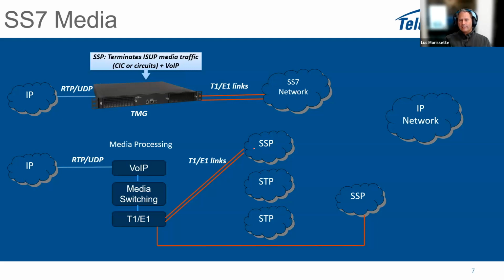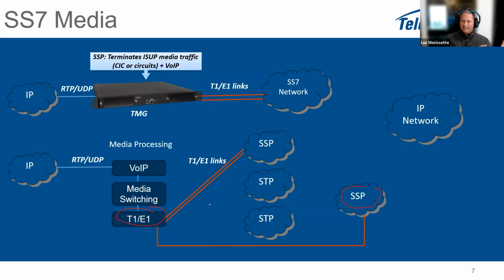When you are using SSP mode, you also need to have media on those devices, because the ISUP control we saw before controls voice circuits. So these voice circuits need to be connected somewhere. For example, here you have some T1 or E1s connected to other SSPs, either directly or behind the STPs. That's what we can have here.